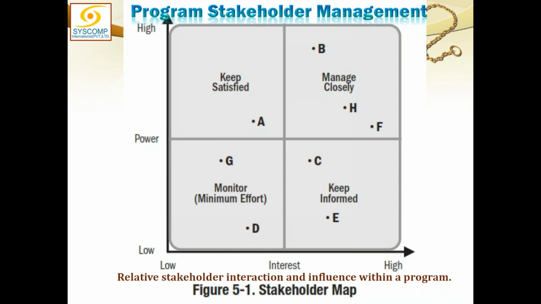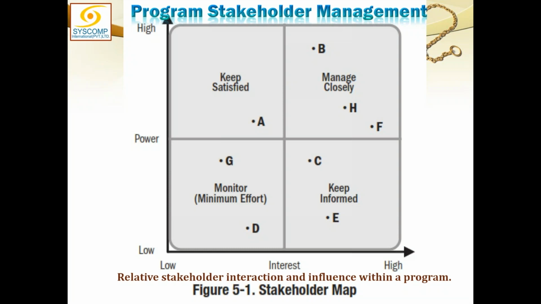Now, allocate a value to each stakeholder, a value for interest and a value for power. Naturally, you don't have to be very accurate about it, but you can talk to the stakeholder, you can conduct a survey, and somehow you can determine how influential or powerful this particular stakeholder is on a scale from 0 to 10. Maybe this stakeholder is holding 6 in power.